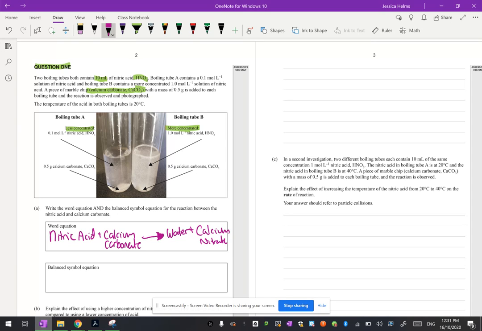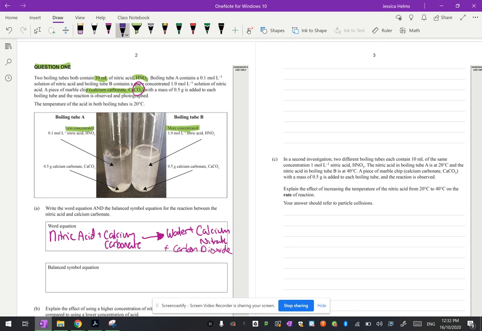And then also, because we can see bubbling there, and because we're dealing with a carbonate, we know that we're also going to be getting plus carbon dioxide. So the gas is being produced. Okay, so nitric acid plus calcium carbonate goes to calcium nitrate plus water plus carbon dioxide. All right, so that is just worth an achieved, but the next part of the question says to write the balanced symbol equation, and this can get you up to an excellence. So make sure that you can do that.